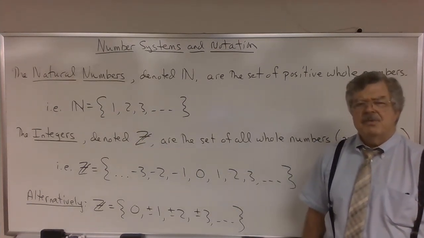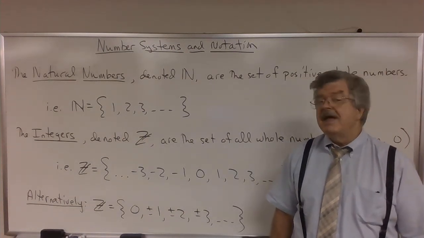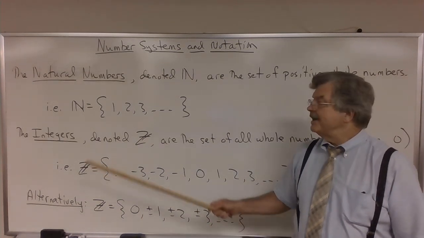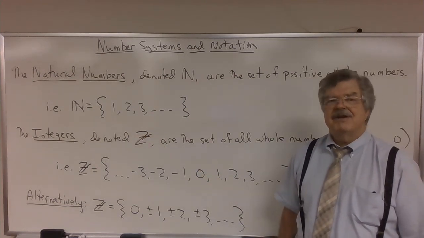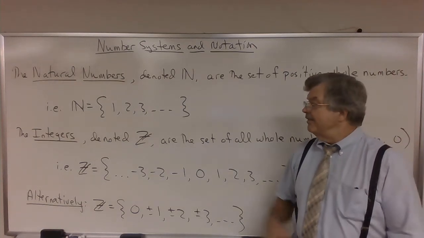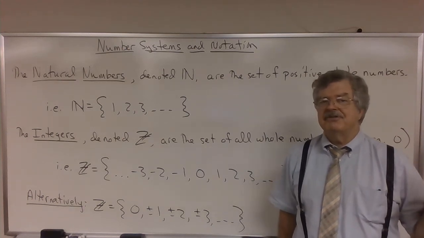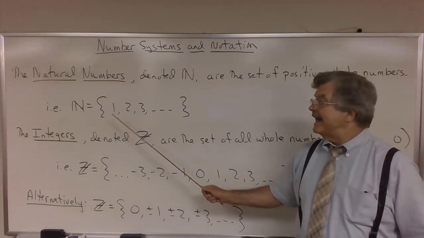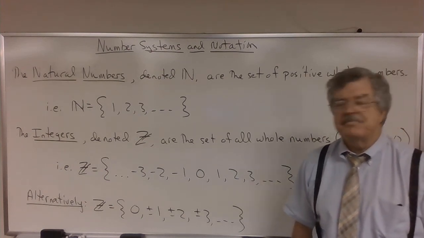A situation where we might want to do this is if we're doing an induction proof and we want to prove that our proposition is true for n equals 0, 1, 2, 3, 4, 5. So instead of starting at n equals 1, we'll start at n equals 0. Now, this is the definition of natural numbers, but when it suits our purpose, we'll allow 0 to be an honorary member of the natural numbers club.